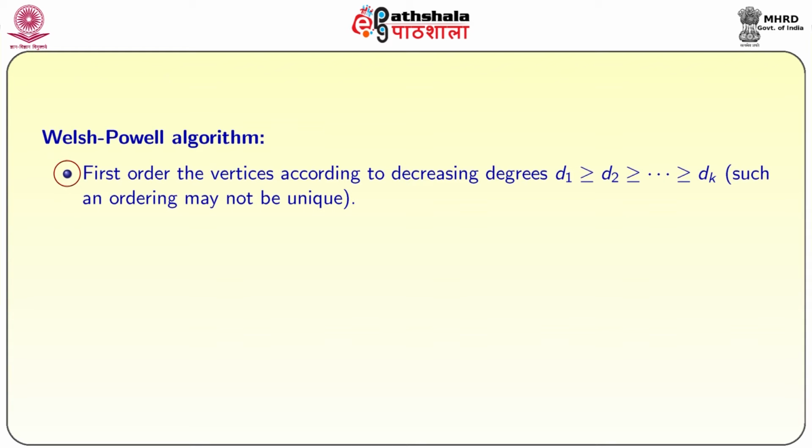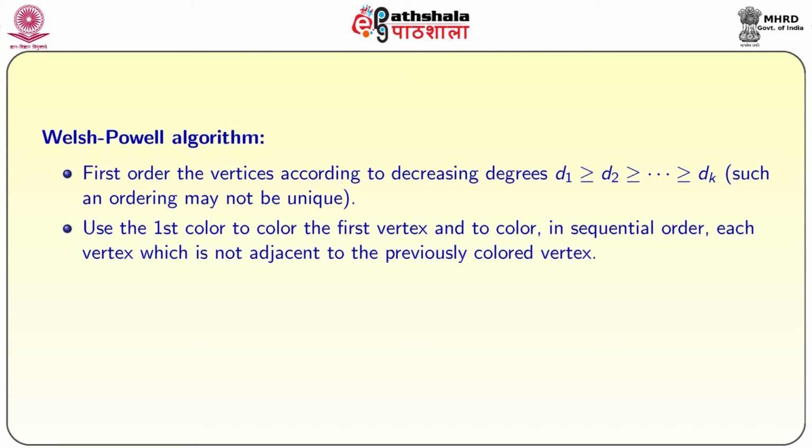First, order the vertices according to decreasing degrees. Assume d1 is the highest degree, d2 is the next highest degree, and so on, up to dk. Such an ordering may not be unique. Use the first color to color the first vertex, and to color in sequential order each vertex which is not adjacent to a previously colored vertex. So, first we exhaust one color on as many vertices as possible.